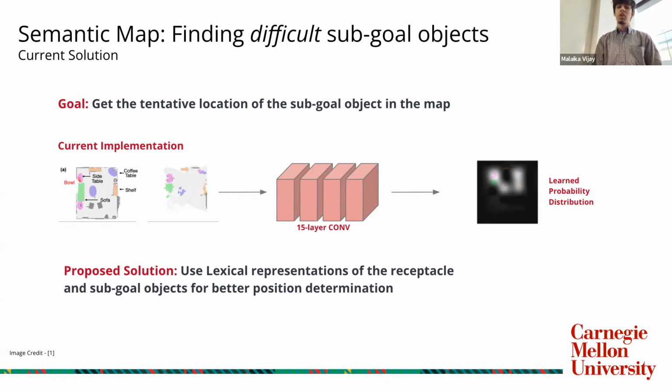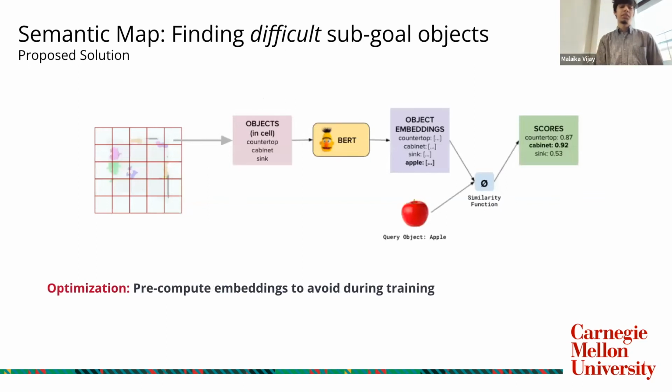So to complement the probability distribution that we get from the convolutional map, we also try to use additional information in the form of lexical representations of both the receptacle as well as the sub-goal objects for better position determination. The idea behind this is quite simple. We assume that similar objects would be found close to each other. Taking an example, you would more likely find an apple on the dining table, the countertop, or in the cabinet rather than in the bathtub or in the sink.